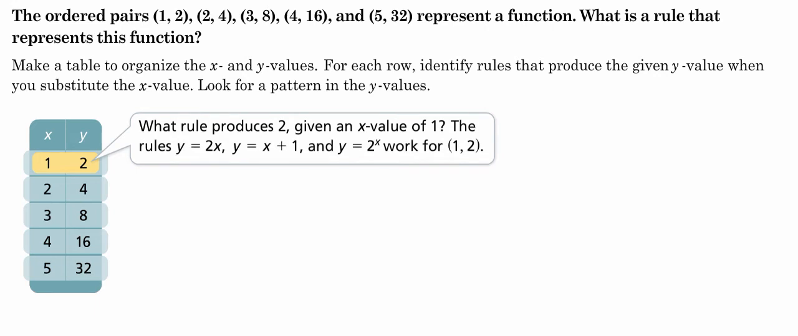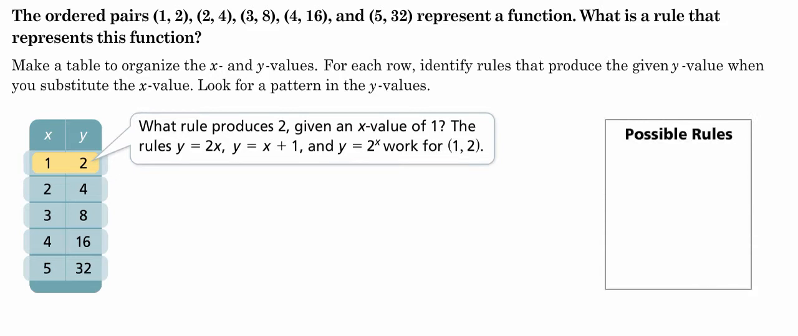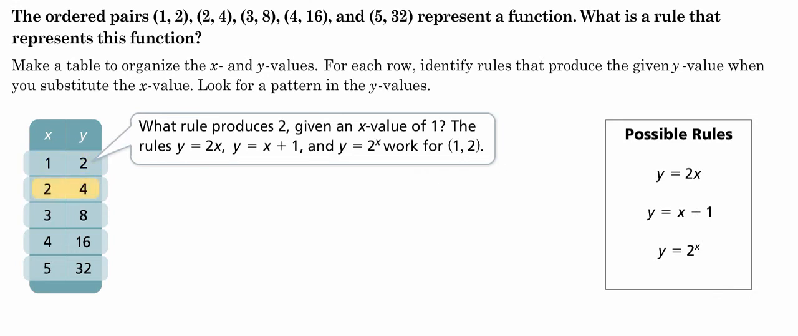The rules y equals 2 times x, y equals x plus 1, and y equals 2 to the x power work for the ordered pair 1, 2. Now find which of these rules works for the other rows of the table. Look at the next row of the table.